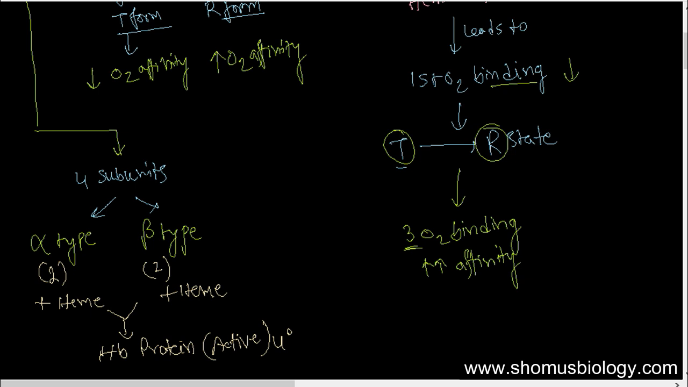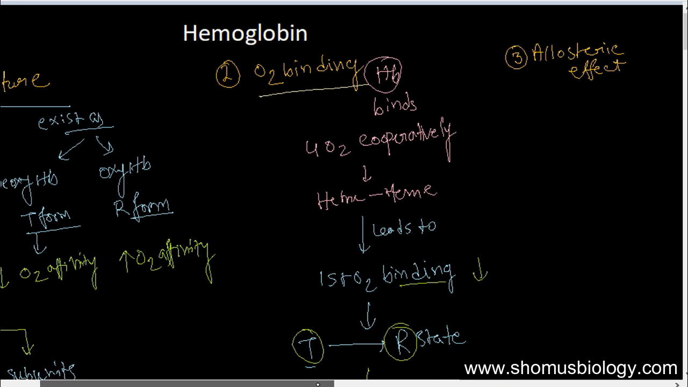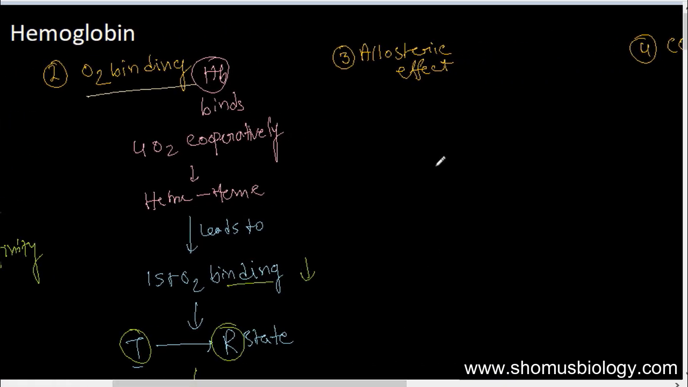That also leads to the sigmoid oxygen binding curve of hemoglobin, the typical oxygen binding curve of hemoglobin, where we put the oxygen partial pressure on the x-axis and the binding affinity of hemoglobin, the percent saturation, on the y-axis.